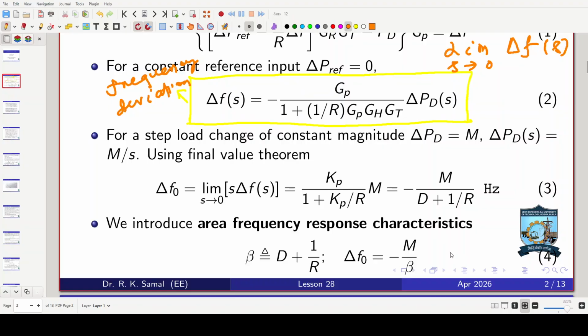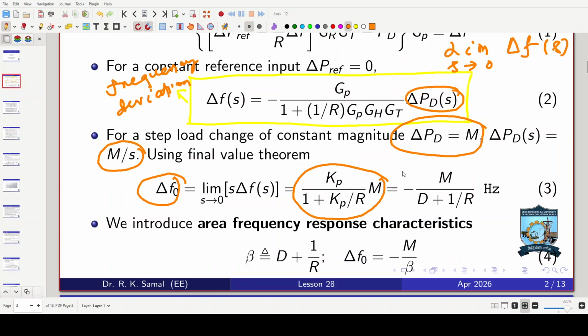Now in this case, we consider a load change of M, and therefore in the Laplace domain, you know that it will be M by s, just like for a unit step function it is 1 by s. For a load change of M, it will be M by s. So eventually delta F will be equal to the transfer function into M by s, which is minus M divided by D plus 1 by R. Remember it. So in numericals, this equation will be useful.